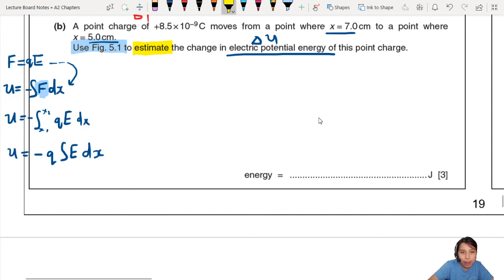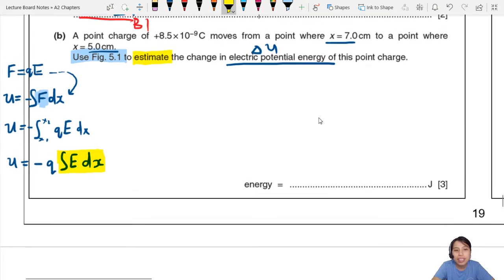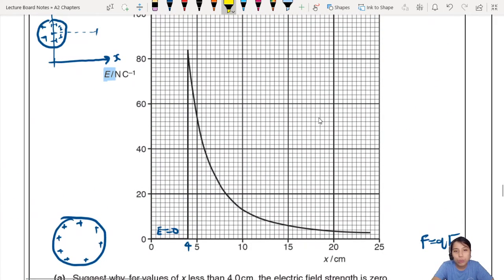Now this part means area under the curve. Whenever you see integral, it means area under the E-x curve. So the integral of E dx will be from how many cm? 7 cm to 5 cm. So you are moving from, where is 7 cm? 5, 6, 7. Here is 7. Move all the way to 5 cm. So what is the area under this part? If you can find this area, you can solve this problem.